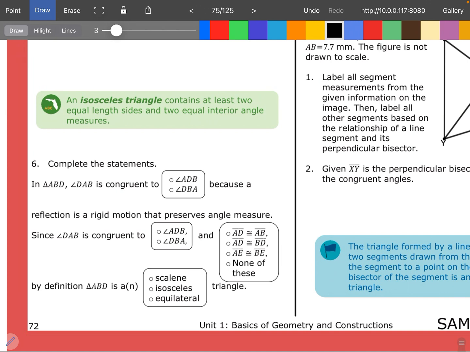So, in triangle ABD, angle DAB is congruent to angle DBA because a reflection is a rigid motion that preserves angle measure. So when you reflected over that line of reflection, your two angles were congruent to each other. Since angle DAB is congruent to angle DBA, and our two sides, AD is congruent to BD, then by definition, triangle ABD is an isosceles triangle.